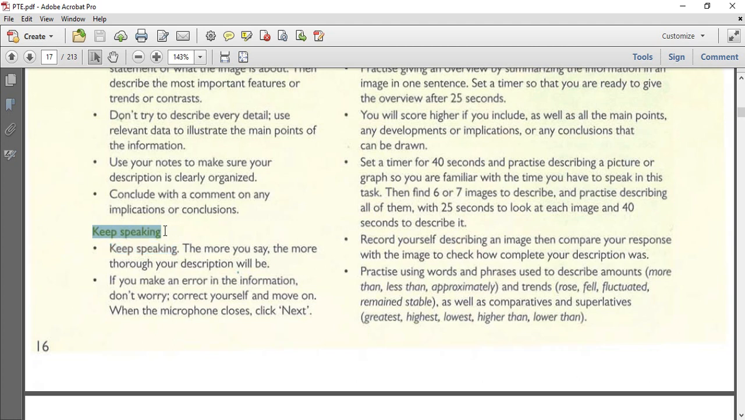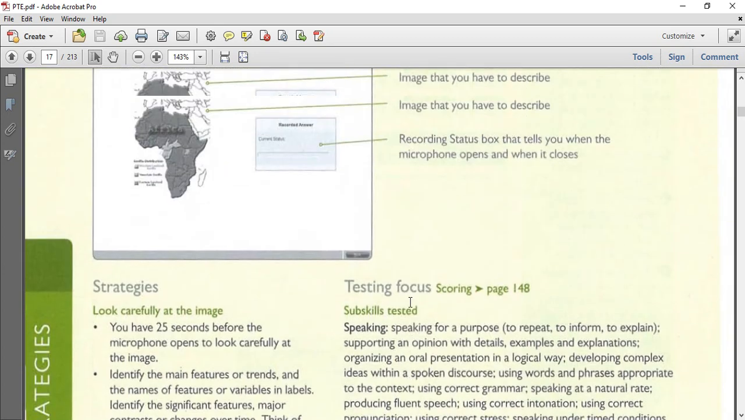Keep speaking. Okay, so just keep speaking. The more that you speak, the more thorough your description will be. Don't just hesitate and stop for a bit, and the mark will be lower by doing that. If you make an error in the information, don't worry, we can correct ourselves after making that error, and then just move on. When the microphone closes, click next to go to the next picture to describe.